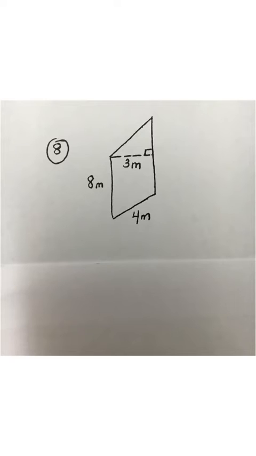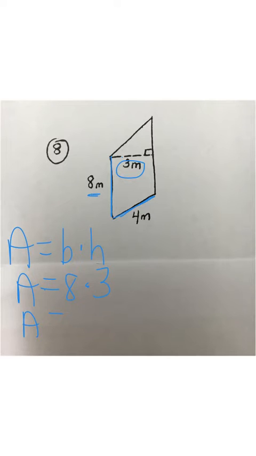Number 8, you have a base of 8 meters, a side of 4 meters, and then a height of 3 meters. To find the area, it is base times height. So you need the base, which was 8, multiplied times the height, which was 3. 8 times 3 is 24. Your unit was meters, and because it's area, it's squared.